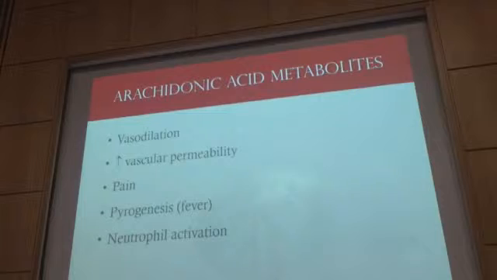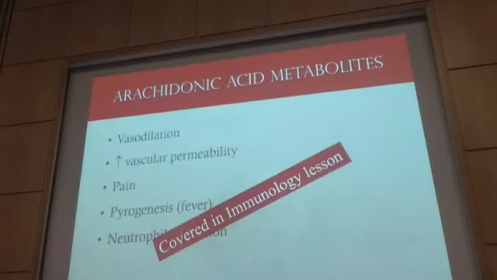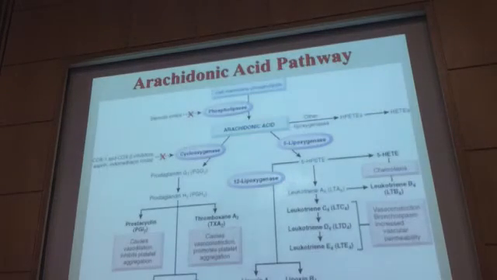Arachidonic acid metabolites, we're just going to kind of mention them. We did this in more detail in immunology. They cause a lot of the hallmarks of inflammation. They mediate vasodilation, increased vascular permeability, pain, fever, and activation of neutrophils and other immune cells. And we talked about this, just a reminder of their production.